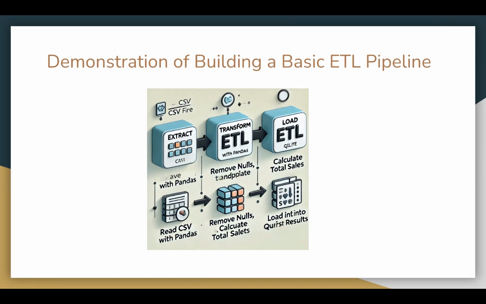This step is all about gathering data from multiple sources. In our case, the source is a CSV file that contains sales data. The sales data includes several columns such as order ID, product, quantity sold, and unit price. CSV files are a common format for raw data because they're easy to work with and widely supported by tools and platforms. To extract this data, we'll use Python's Pandas library.